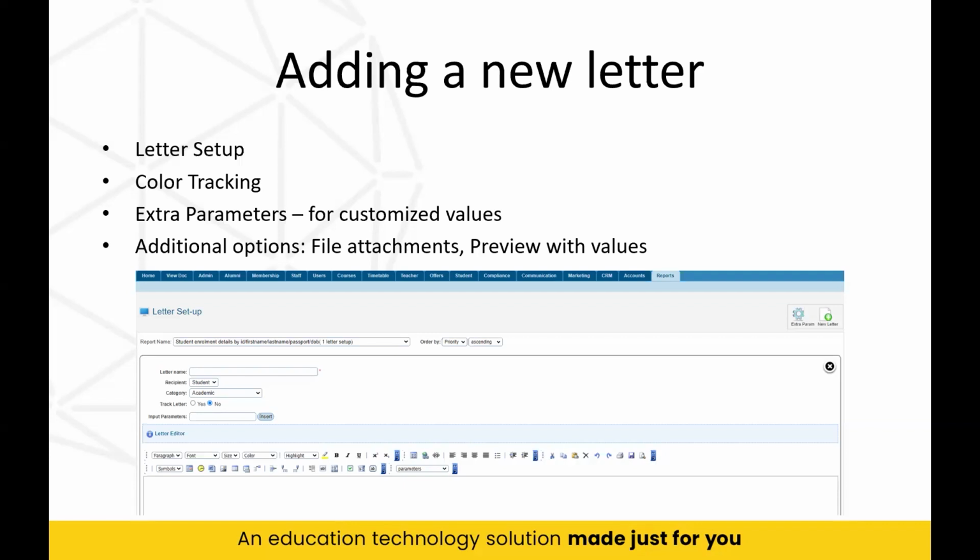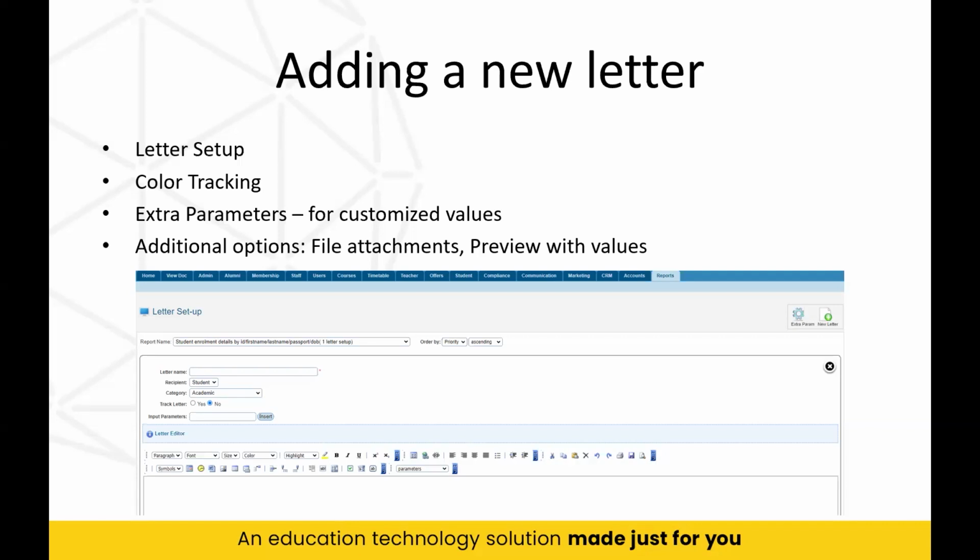And by selecting a recipient, when you're trying to send a letter later from the report section, this letter can be sent to agent or student based on what kind of letter you've set up. And you can also set up categories such as academic or marketing, and it's plainly just for the sake of knowledge of the internal staff.